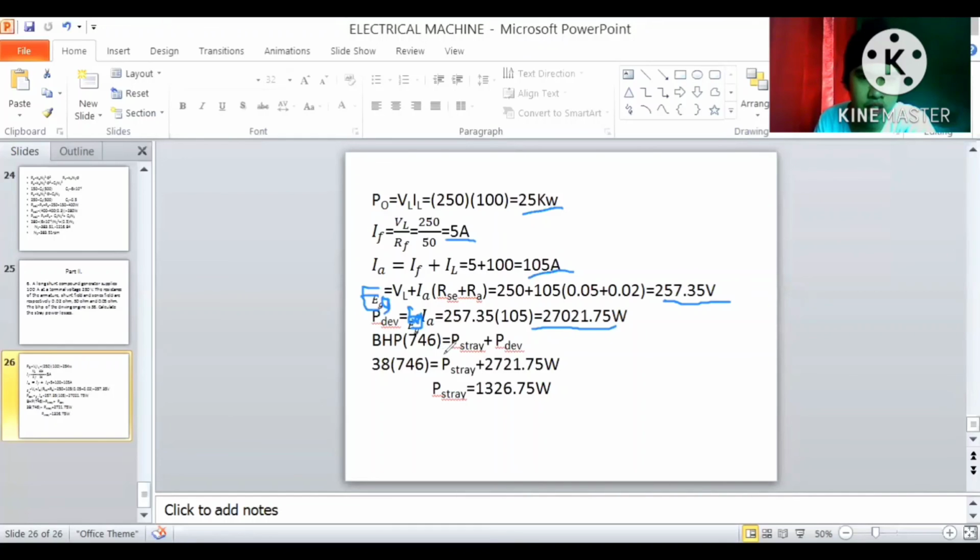So BHP times 0.46 equals P3 plus PD. So 38 times 746 equals the input, because P3 plus 27,021.75 equals 1,386.75 watts. That is the answer.